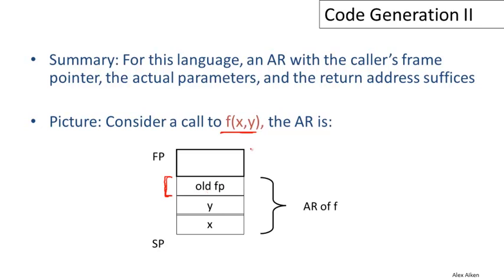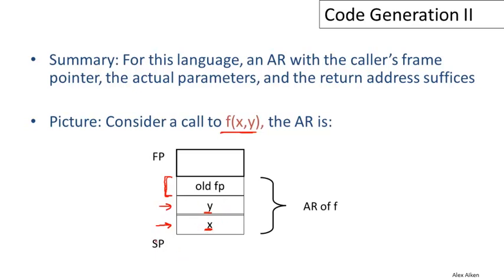And then there are the arguments of the function, and notice that they're pushed on the stack in reverse order. So the last argument is pushed on first, and the first argument is at the top of the stack. And the reason for doing it this way is that it'll make the indexing to find the arguments a little bit easier, a little bit simpler.